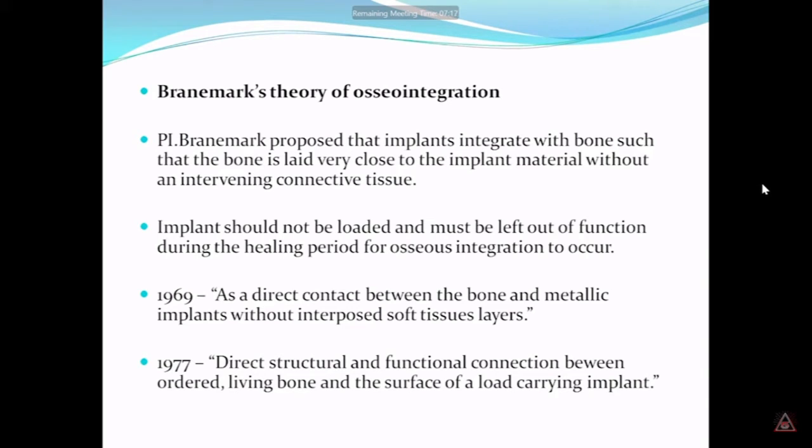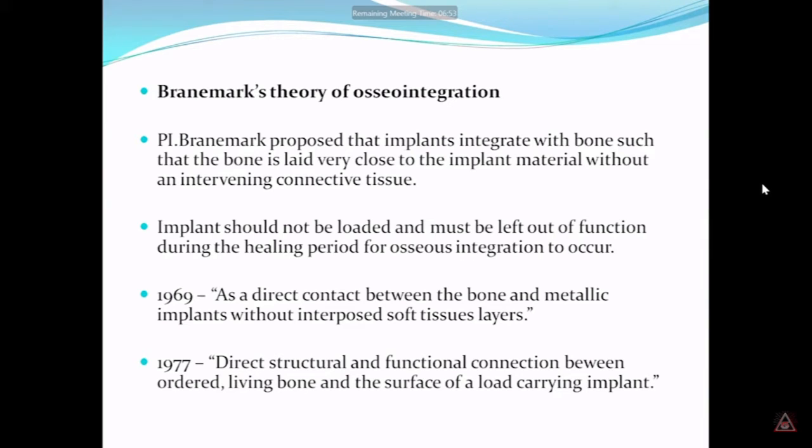But nowadays, after 1985, there are a lot of inventions in implants. There are a lot of changes in implant design and implant surface characteristics. That's how we are loading implants nowadays. We are giving a crown, which is against his theory.